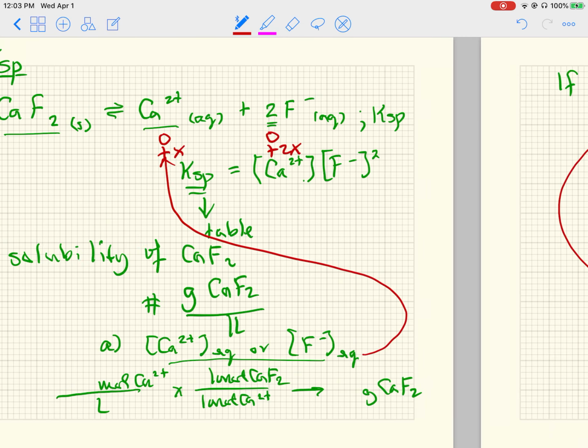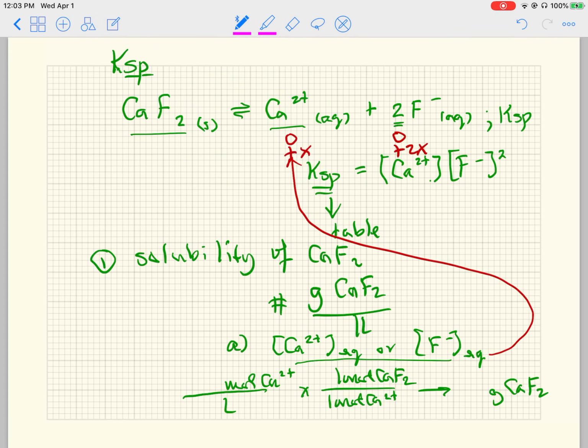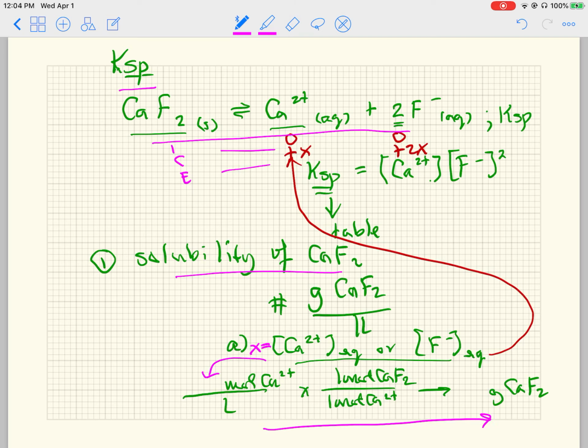So brief recap, here is my KSP up here. This is the KSP equation. From that equation, when I set up my ice chart, as you can see right here, you can get to an X value, which will get you to the solubility of calcium fluoride. So once you find X, which would be equal to your calcium ion concentration at equilibrium, you can take that and get to mass of calcium fluoride that is soluble in 1 liter of water. So KSP, ice table, gets you to the solubility of calcium fluoride.